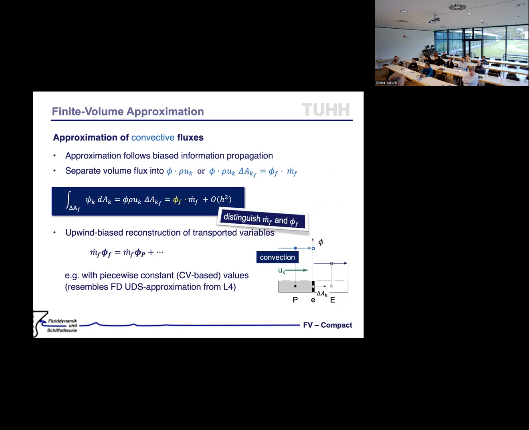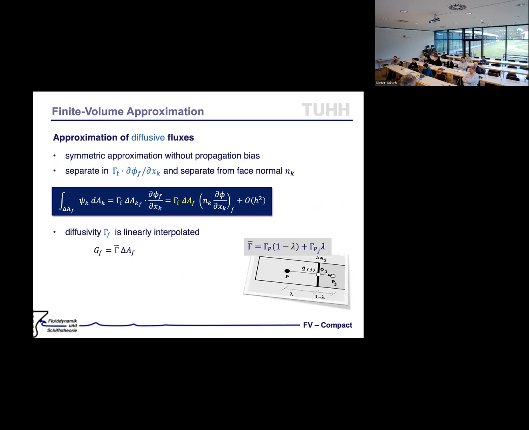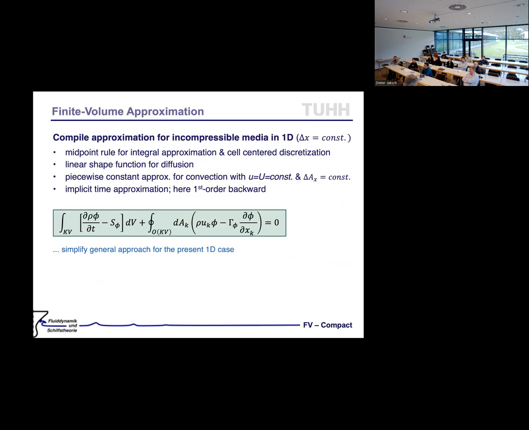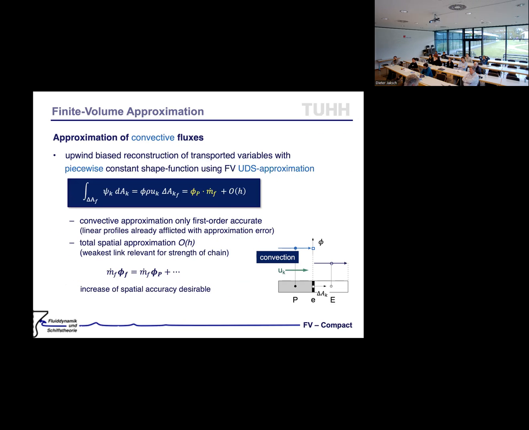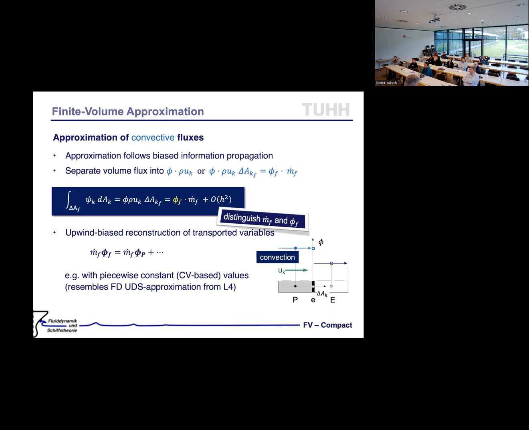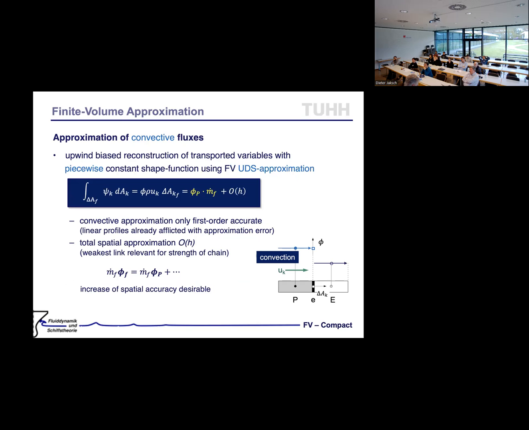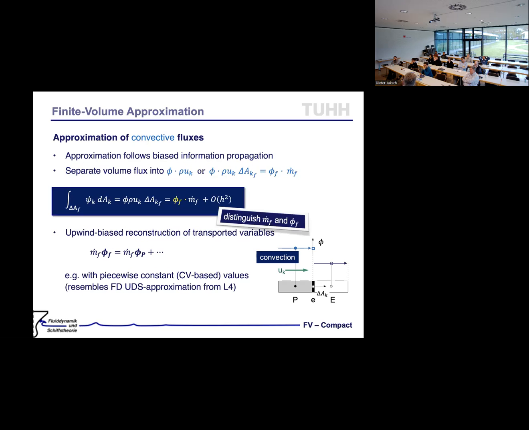Okay, so to do this, you say that you have a piecewise constant profile. So this value goes to here, this to there, if the flow comes from here. If the flow comes from the other side, this value goes to there, this to there, and this to here. How do you do these piecewise constants? That's simple. Let me see, where do I have that? No, it doesn't come up. Well, I can do it on the whiteboard.